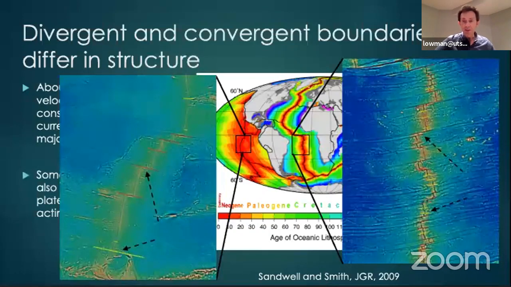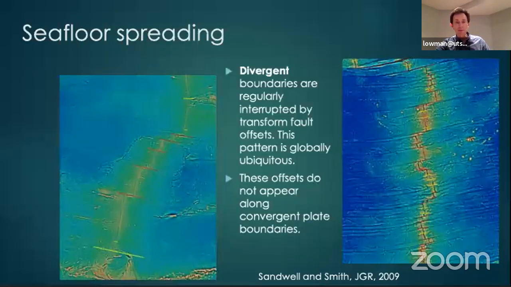And of course, the offsets are called transform faults, and they follow the term introduced by J. Tuzo Wilson. Wilson's seminal paper on the topic noted that transform faults are strike slip in nature and seismically active only between the offset oceanic ridge segments where divergence is occurring. In fact, divergent boundaries are regularly interrupted by transform fault offsets, and that pattern is globally ubiquitous. These offsets do not appear along convergent plate boundaries.